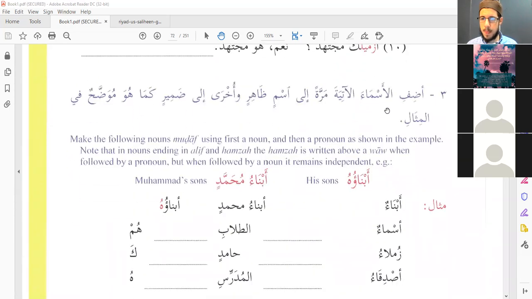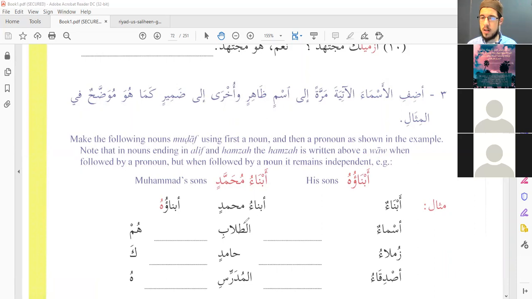So it says, أضف الأسماء الآتية مرة إلى اسم ظاهر وأخرى إلى ضمير كما هو موضح في المثال. You already know that كما هو موضح في المثال, just like last exercise, means as is demonstrated in the example. What do they mean here? أضف from مضاف, مضاف إليه إضافة, is to add or join. الأسماء الآتية. أسماء has a fatha because it's in the accusative case, مفعول به, it's the object of the verb. You're going to join the following nouns once to the ism ظاهر, like the proper name.